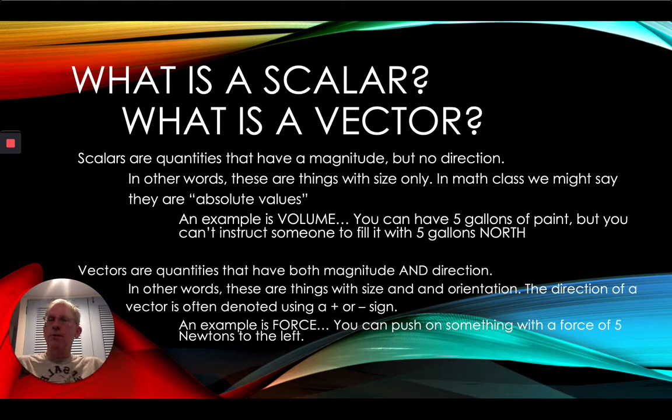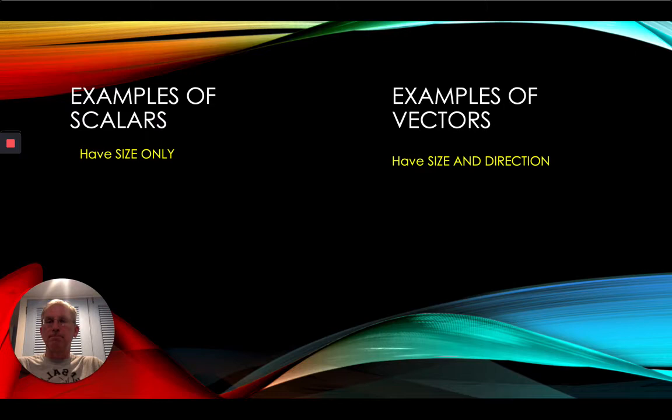But if I told you I went to the store and I bought negative 2 gallons of paint, you would hopefully think that was weird. Like, I don't know what negative 2 gallons of paint even means. Right? Because volume is a scalar. Direction has no meaning in those.